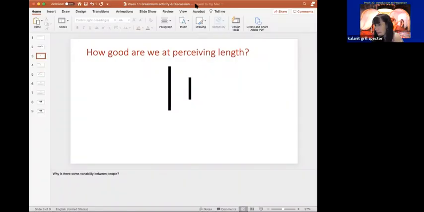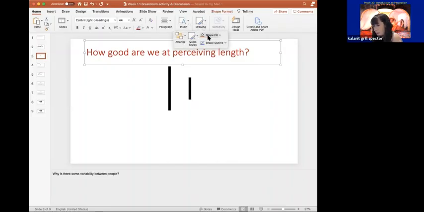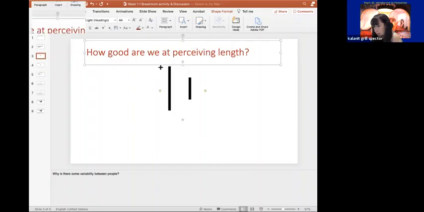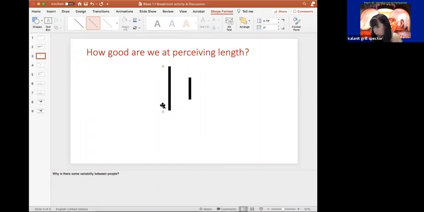Okay, so let's see. A lot of people said that this line is twice as long as the other line. So let's see if that's actually the right answer. Here's what I'm going to do. I'm going to draw a line and measure it, and let's see if you guys were right. I'm going to make it more visible.